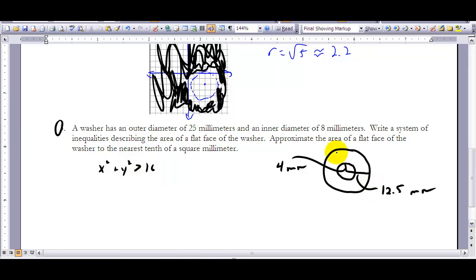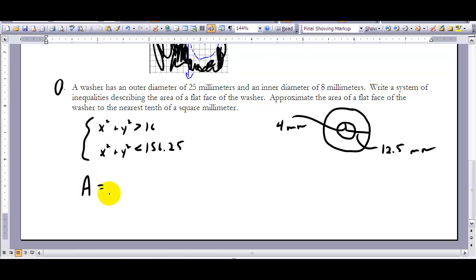And then if I looked at the outer circle, I can say that's x^2 + y^2 = 12.5 squared, which is 156.25. And once again, we're not talking about equal here because that's the outer edge of it, so I want the stuff that's less than that. So the area is represented by everything where x^2 + y^2 > 16 and x^2 + y^2 < 156.25.